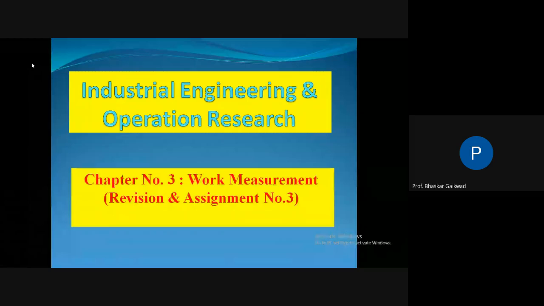In work measurement, two techniques can normally be used. One is the stopwatch and the second is work sampling. Stopwatch is used for batch production, and work sampling is used for mass production. Work sampling is based upon statistical analysis, and only a specific formula is required for work sampling.